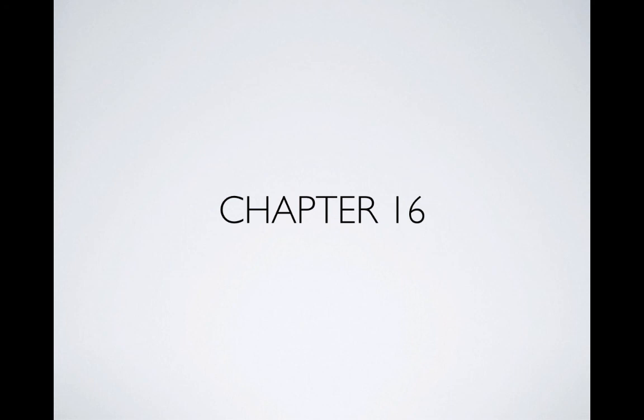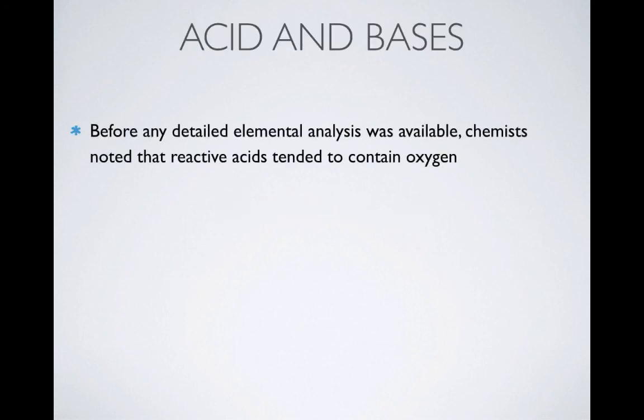Well, that finishes out Lecture 15, our introductory chapter on equilibrium. This next chapter, if we go way back in chemistry history, is going to focus on acids and bases before we really had any way of doing any kind of elemental analysis. One of the things that chemists were noting is that a lot of the reactive acids tended to contain oxygen. These would be things like sulfuric acid, H2SO4, nitric acid, HNO3, phosphoric acid, H3PO4, etc. These are what we call oxoacids.